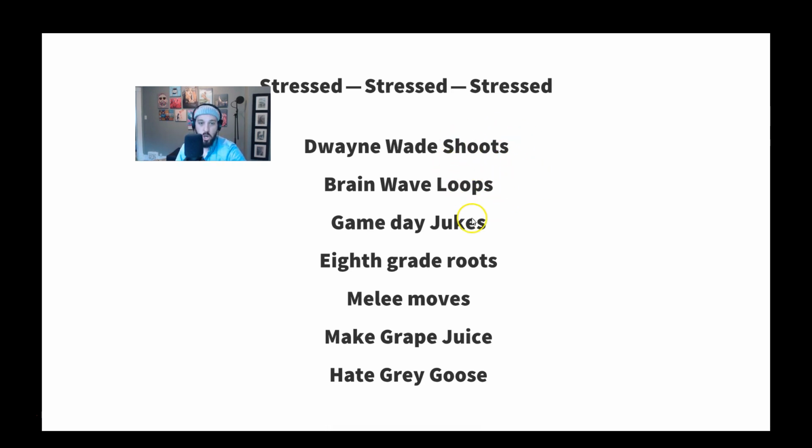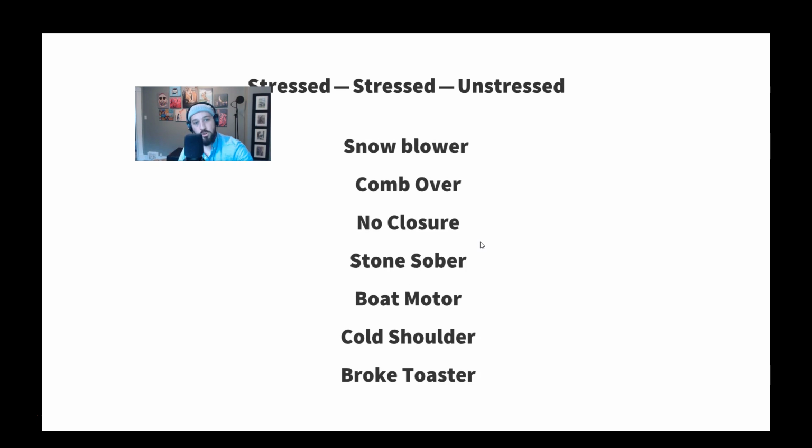The most important is the end of the rhyme. That's what needs to be the closest to the phonetic families or the actual consonant sounds that come off of it. So when Dwayne Wade shoots, you could say 8th grade roots or brainwave loops. Hey, yo, my brainwave loops when Dwayne Wade shoots. I got game day jukes since my 8th grade roots. It's like melee moves. I go home and make grape juice and never mix it with vodka cause I hate Grey Goose or something like that, right? You see how it just starts to sound dope when you get those multi-syllable rhyme schemes in there. I think that's a super cool thing to understand.